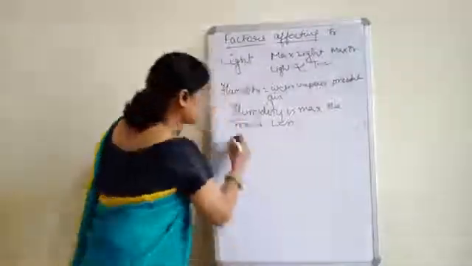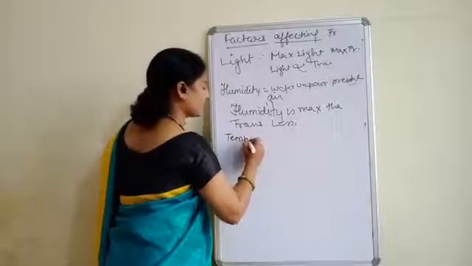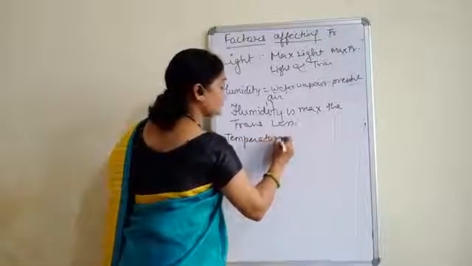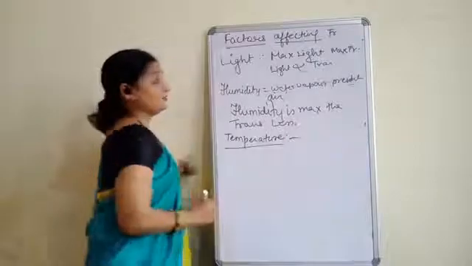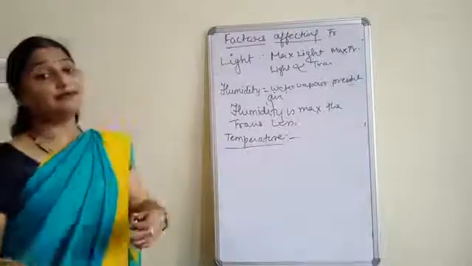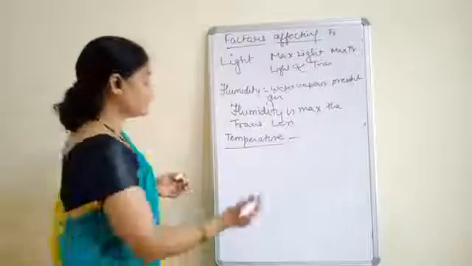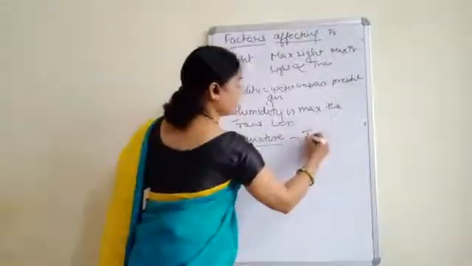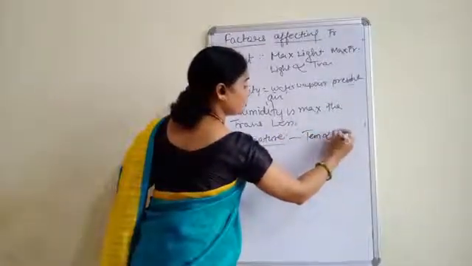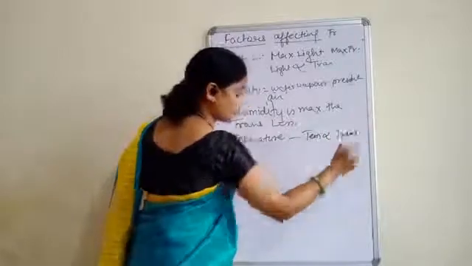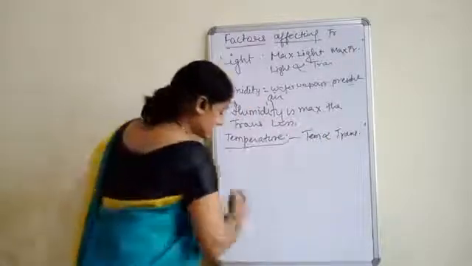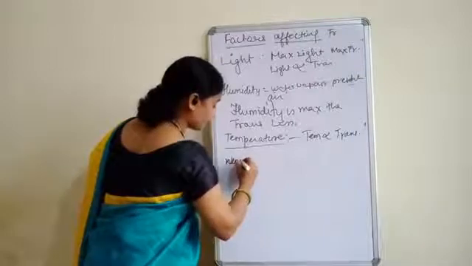Next is temperature. Once again, very easy. If temperature is maximum, then there is maximum transpiration, maximum loss of water. So temperature is directly proportional to transpiration. The next is wind velocity.